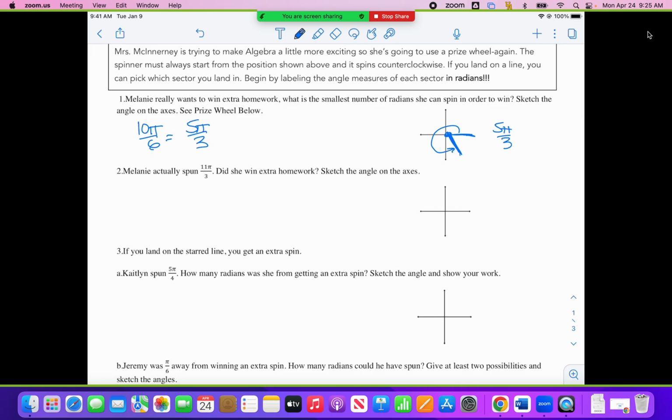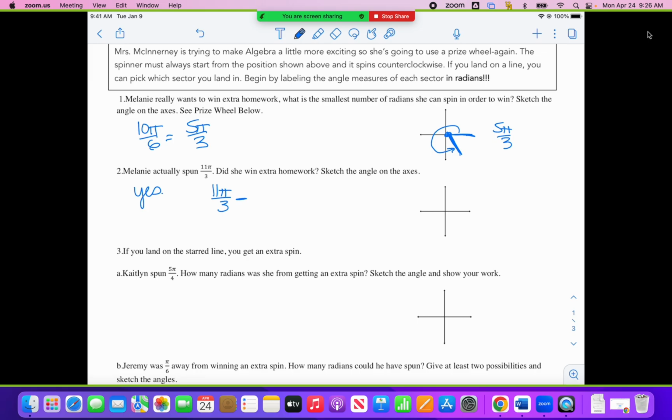All right, number 2, Melanie actually spun 11 pi over 3. Did she win extra homework? Somebody who feels confident. What do you think? Yeah, DP? Yes, she did. Okay, so she did. How do you know? I don't know. I thought it was 11 pi over 6. Not over 3. Well, then it was a happy accident.